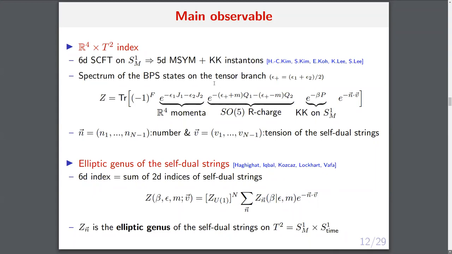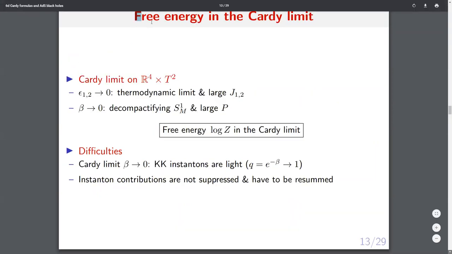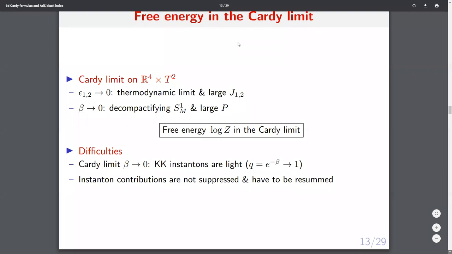So basically, we know how to compute the 5D instanton partition function, and we know how to compute the elliptic genus. And we can compute the alpha times T2 index to as high an order as we want. But actually, our main goal is to compute the free energy in the Cardy limit for this 6D Cardy formula. And it turns out that directly computing the free energy in the Cardy limit is very difficult.